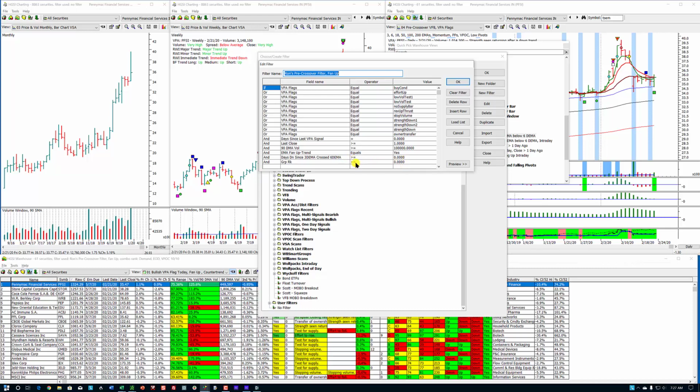And I'm letting all stocks through rather than just stocks and groups. To change this to stocks and groups only, all you have to do is change that to a greater than.